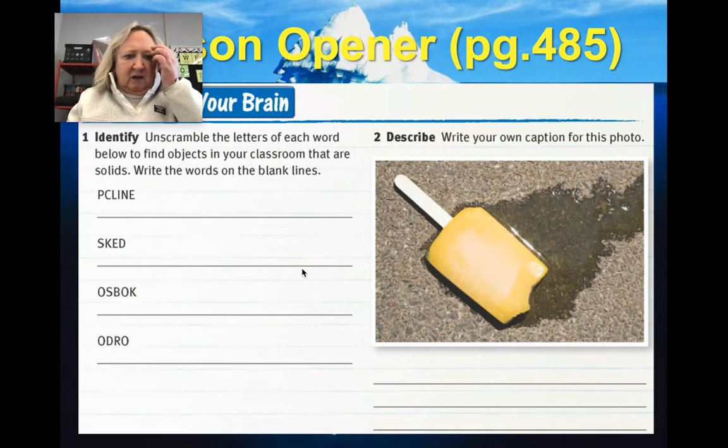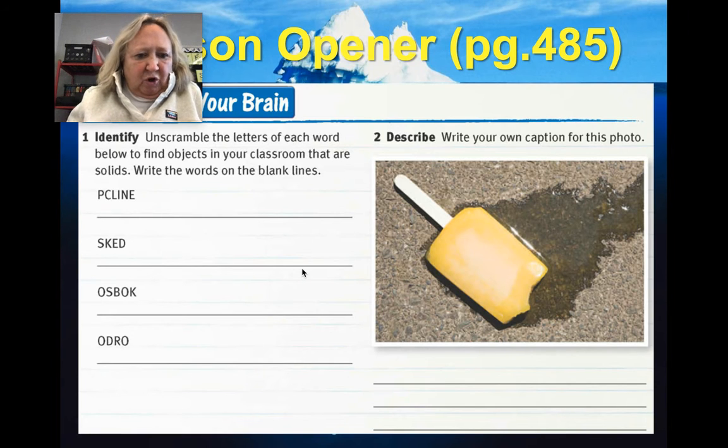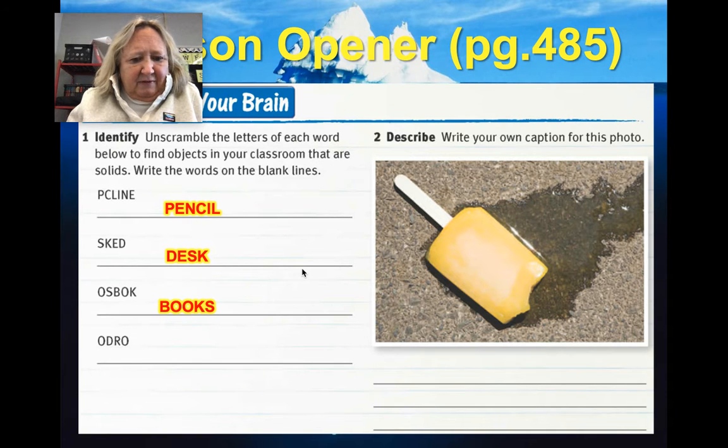All right, kind of go quickly through these. Unscramble these words, solids that you would find if we were here at school. Well, anyone have a guess? First one is pencil. Then it looks like we have desk. And then I bet we have books. And then I bet we have the door.